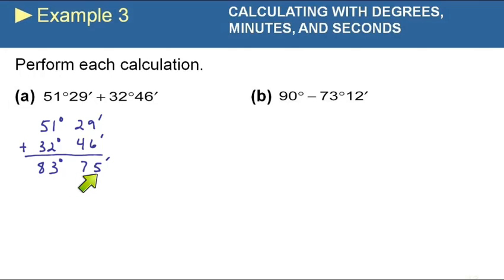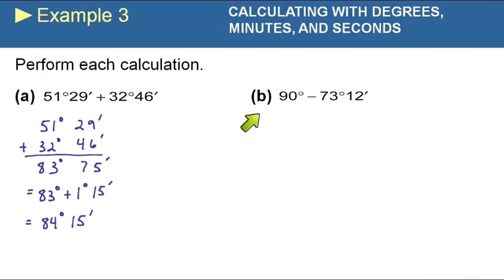Now you can't leave it like this because the minutes are too large. You need to fix it so that the minutes are less than 1 degree. The 75 minutes is equivalent to 1 degree and 15 minutes, because 60 of these minutes make a whole degree. And then 83 plus 1 is 84. So 84 degrees and 15 minutes.